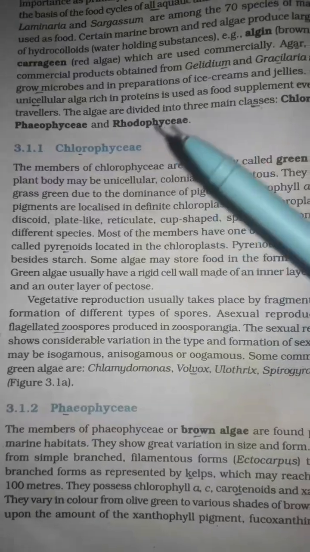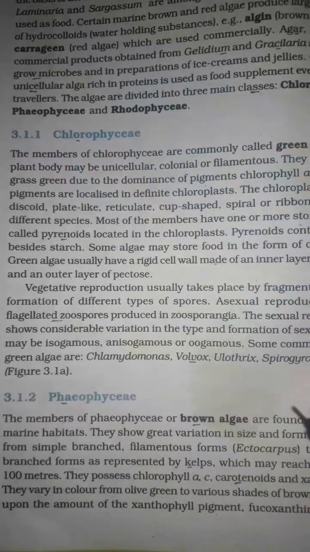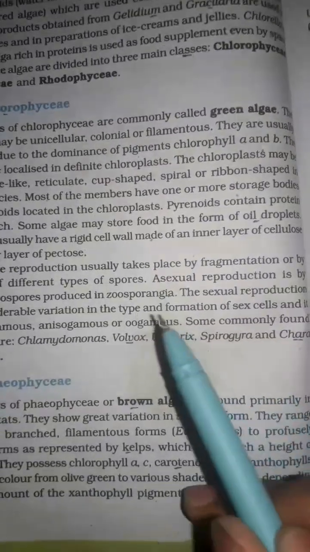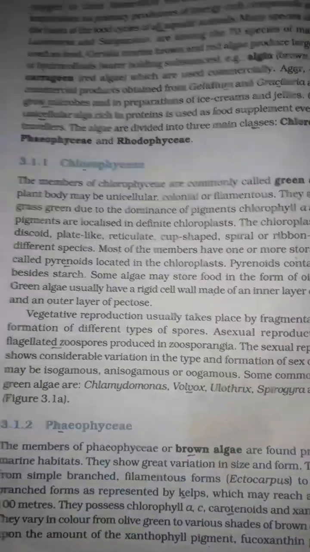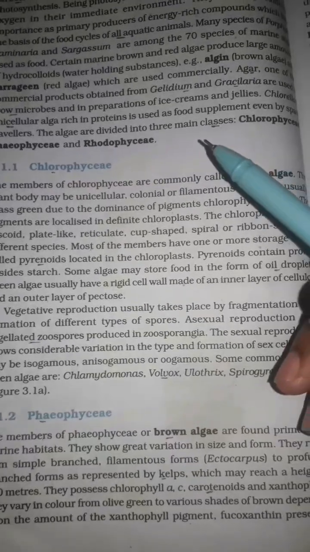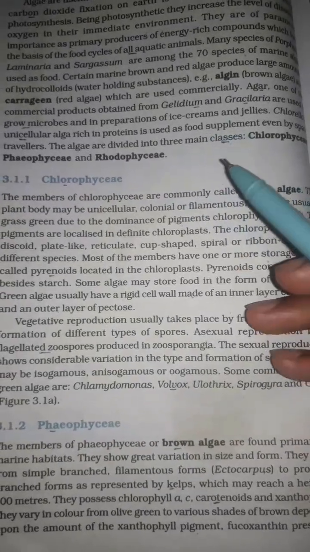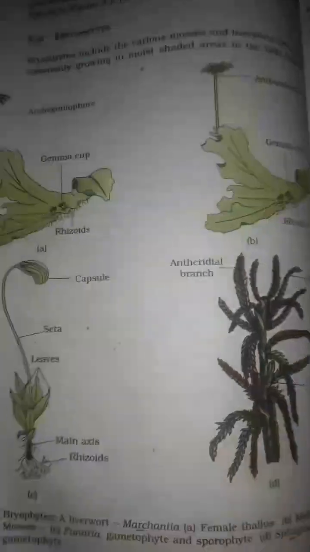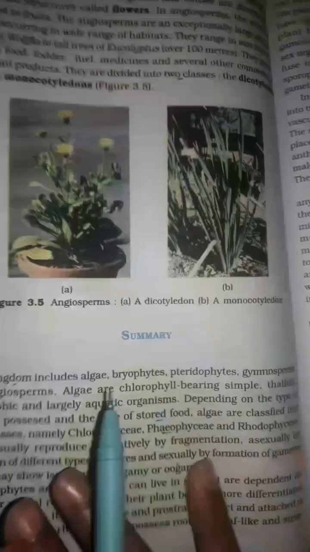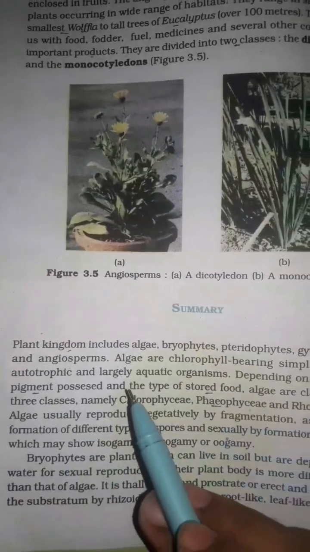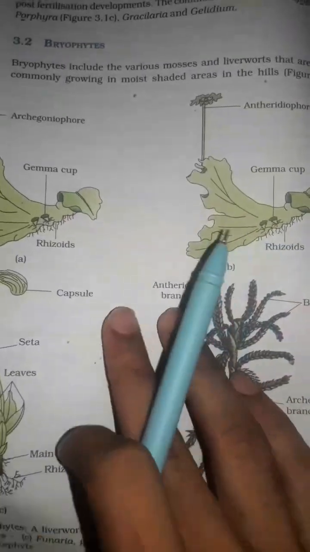So the class of algae has the Chlorophyceae. The examples are Chlamydomonas, Volvox, Ulothrix, Spirogyra, and Chara. Volvox and Chara are included in the Chlorophyceae, the class of the algae. What are the bases for the classification of the algae into the three main classes? It's written in the summary part. Okay, depending on the type of pigment possessed and the type of stored food. Three kinds of stored food.